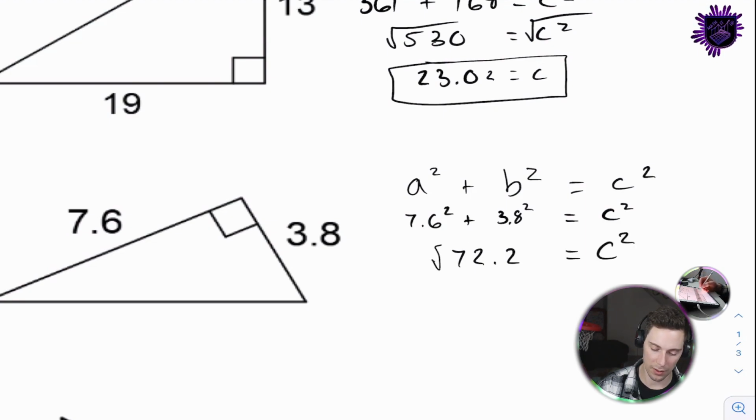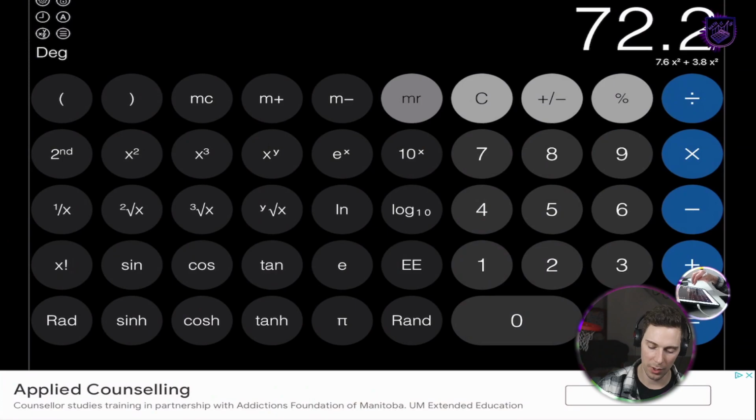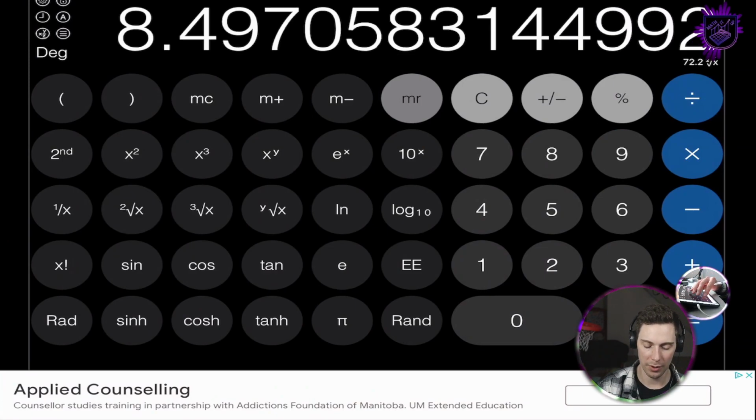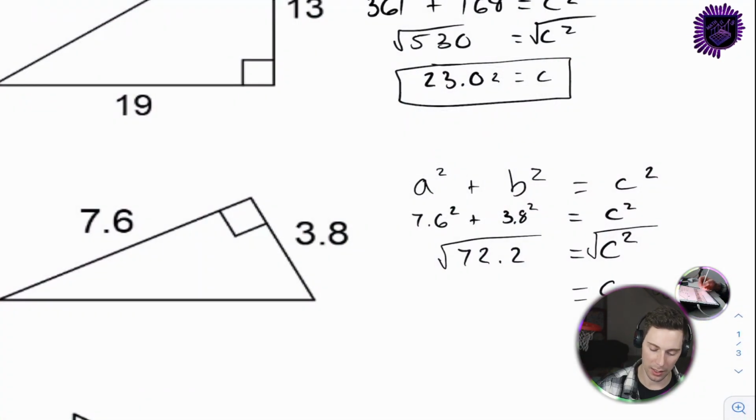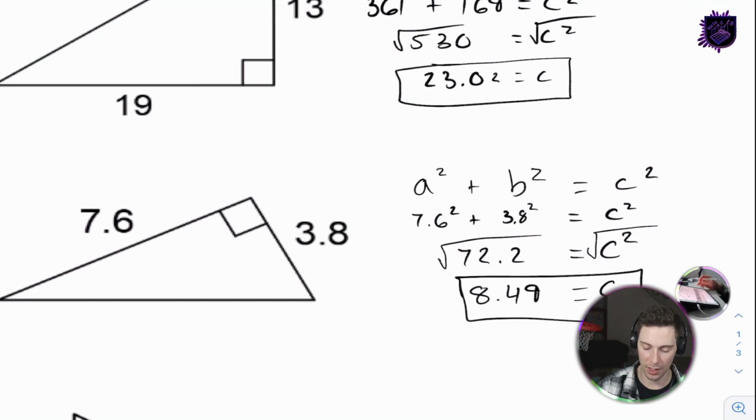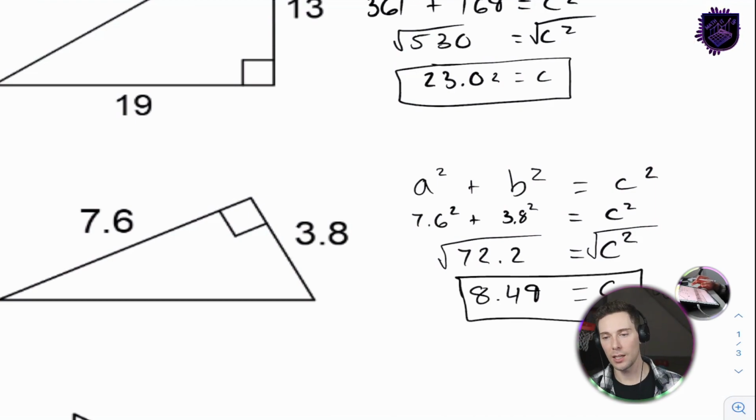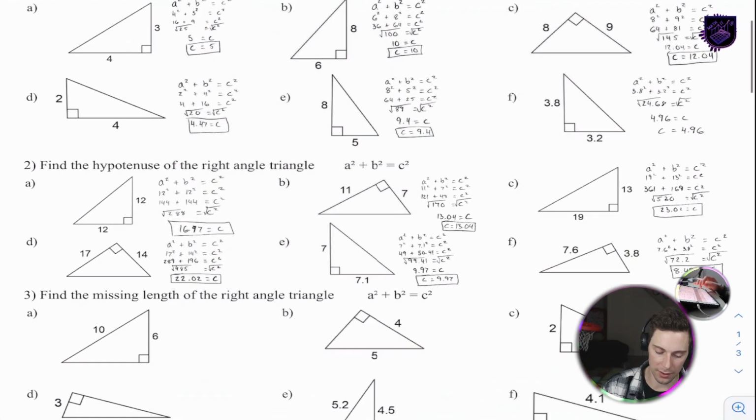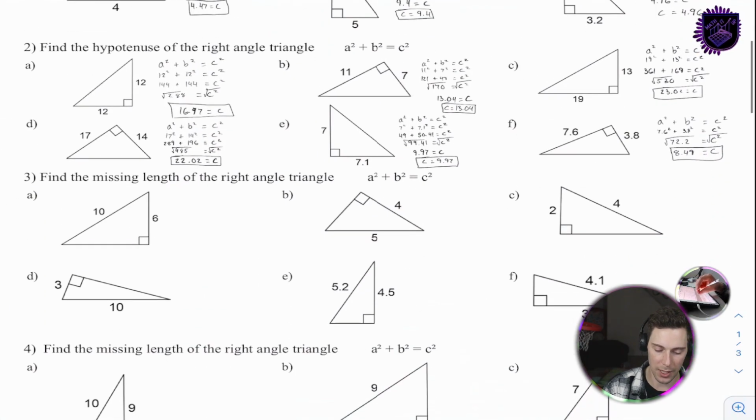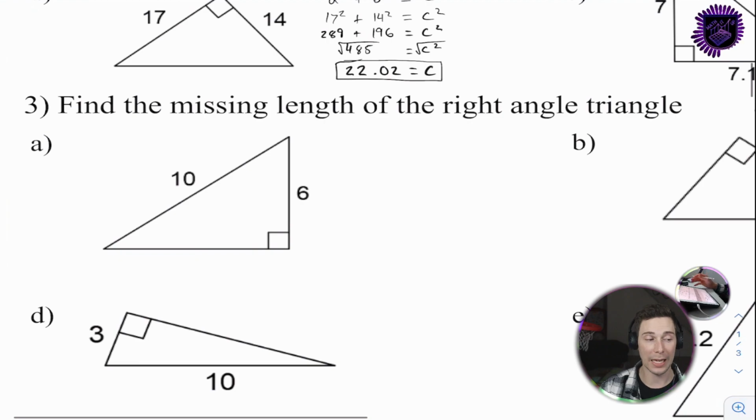So we need to find the square root of that, which will equal C. 72.2 square root is 8.49. That's going to be rounded up to 8.5 in our answers. 8.5 is our C.